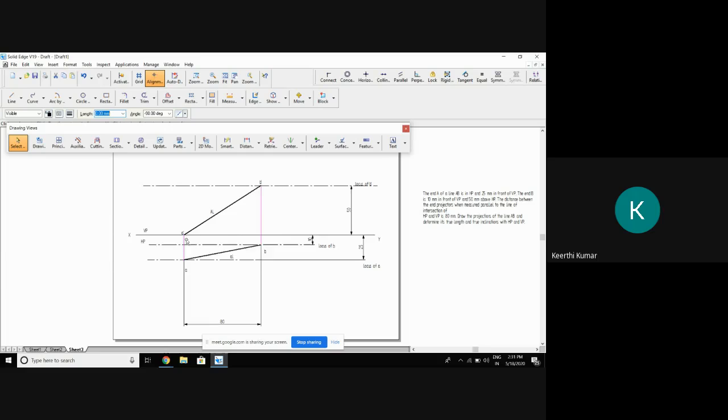Check out. The end projectors are parallel to each other. A dash, A will be one end projector. B dash and B will be another end projector. Is it clear? So once you know this end projector and apparent length, the remaining problem is simple. What is that? Draw the projection of the line AB and determine its true length and the true inclination with VP and HP.